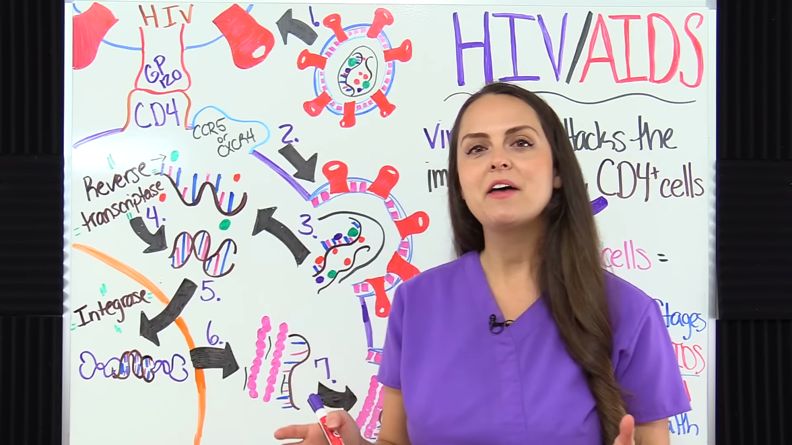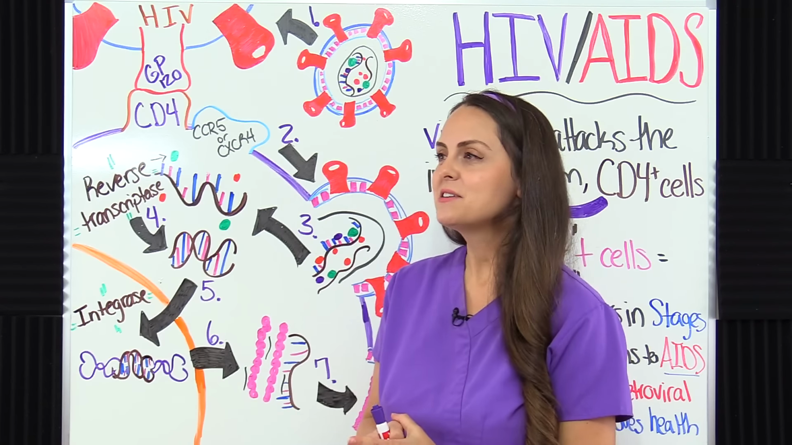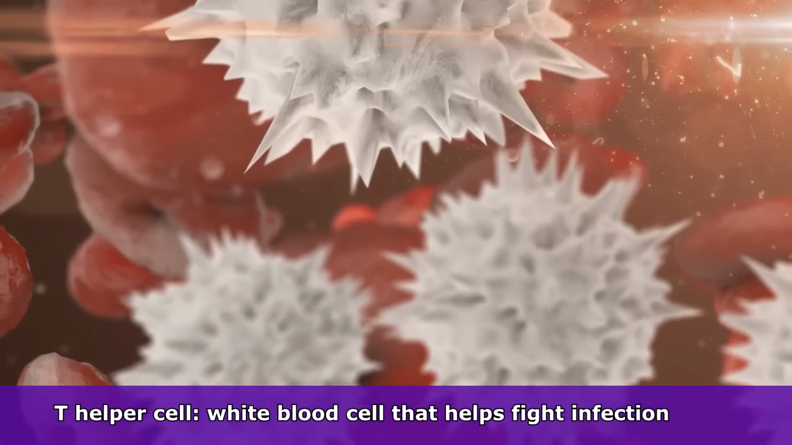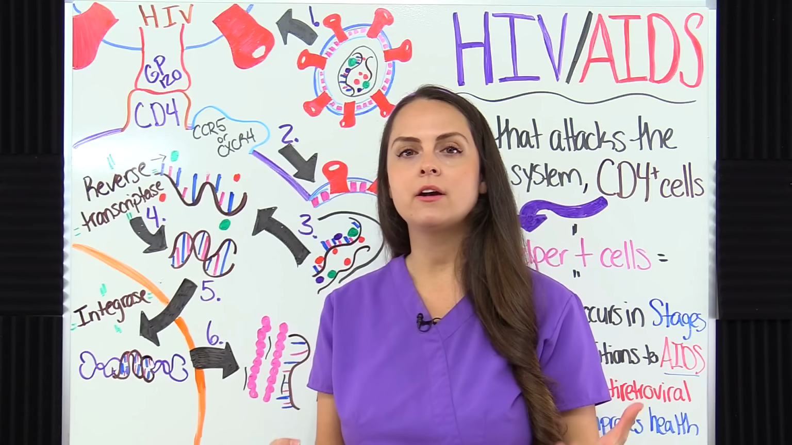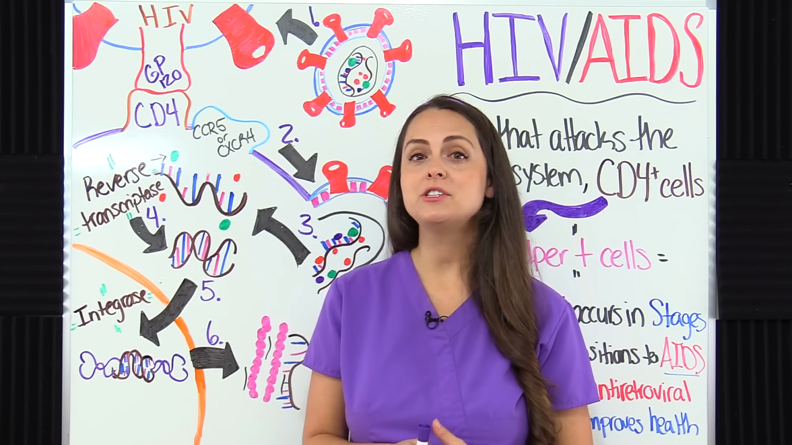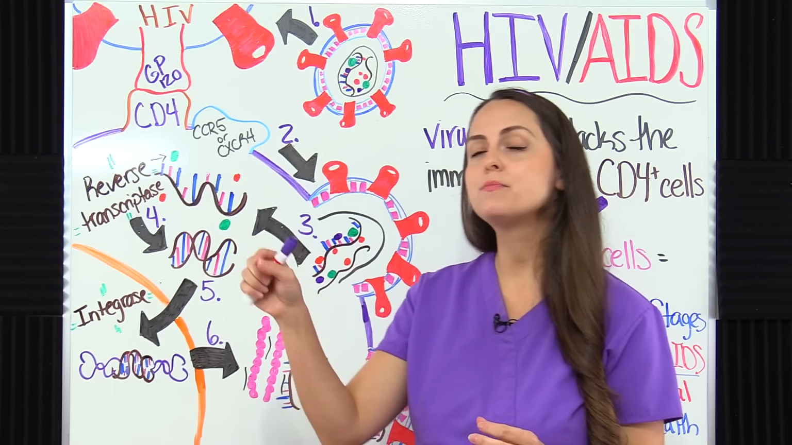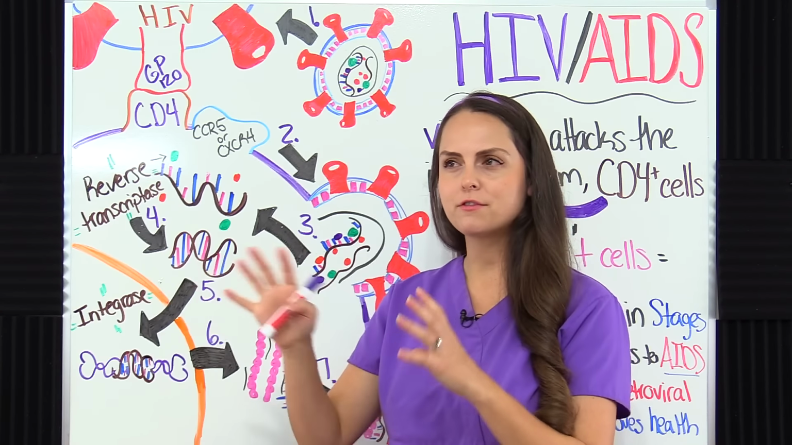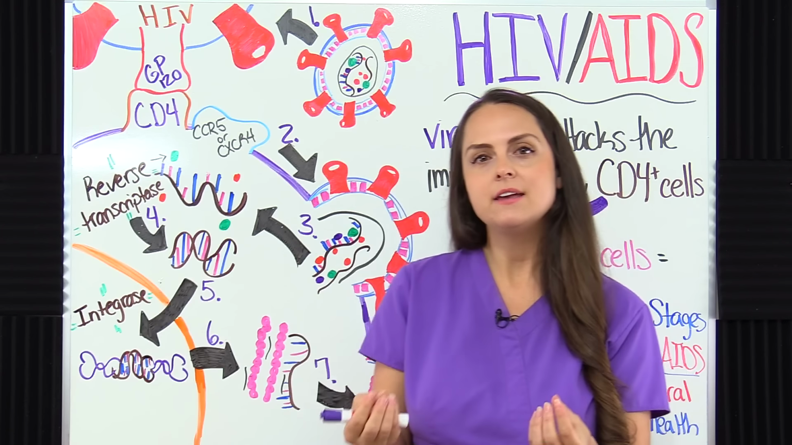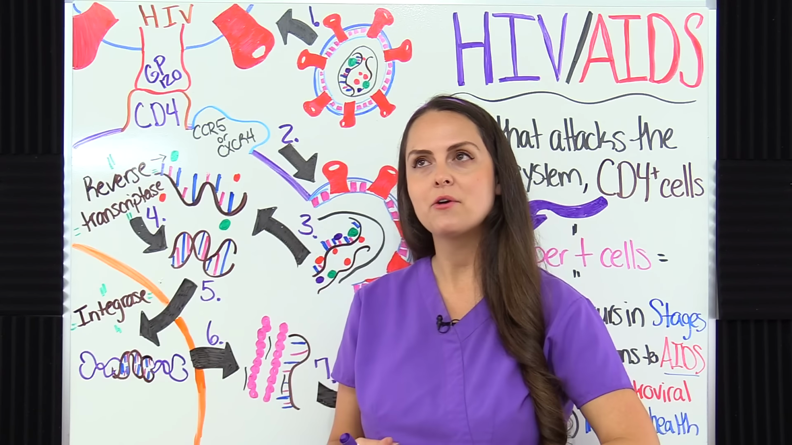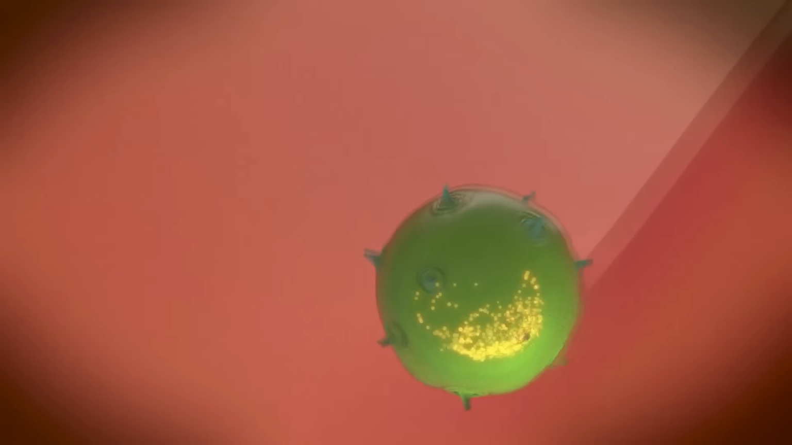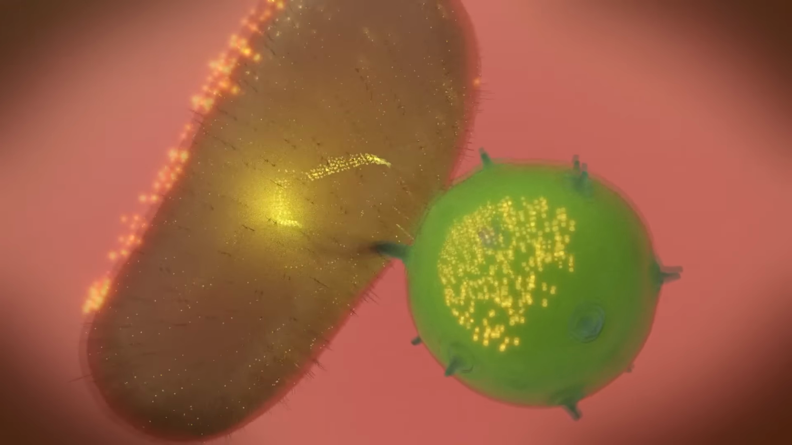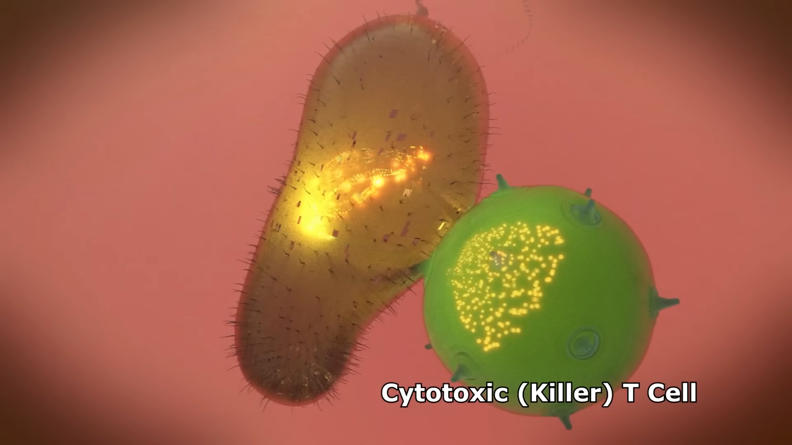So first, let's talk about the helper T cell. This cell is a white blood cell that helps us fight infection, and it plays a huge role in our adaptive immune system, which gives us the ability to respond and protect ourselves from foreign invaders. Therefore, it gives us acquired immunity, like a memory bank in a sense against foreign invaders. So whenever we see these foreign invaders, we're like, I've seen you before, I can deal with you, and you're not going to cause me harm.